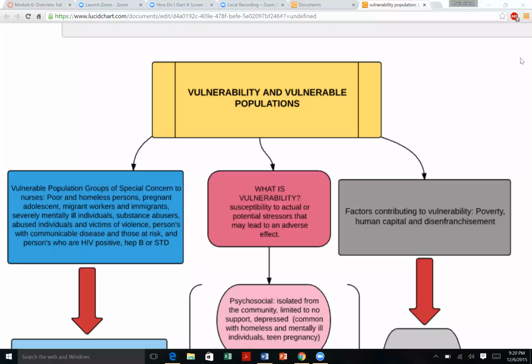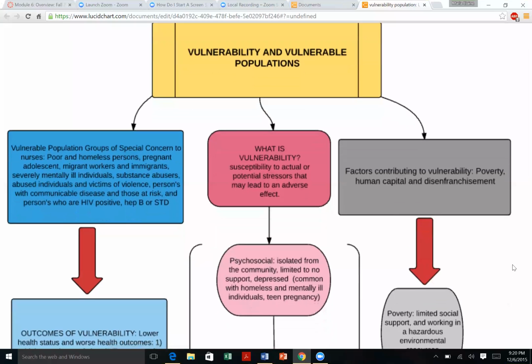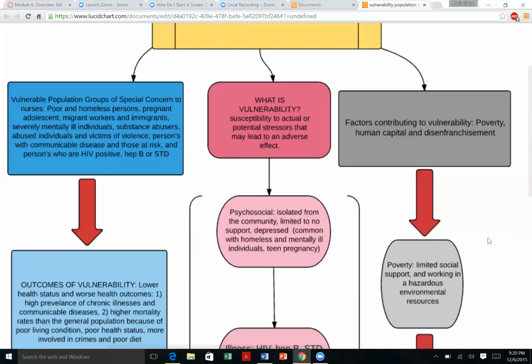So, the first thing is, what is vulnerability? According to our textbook, vulnerability is a susceptibility to actual or potential stressors that may lead to an adverse effect. And what are those vulnerable populations?